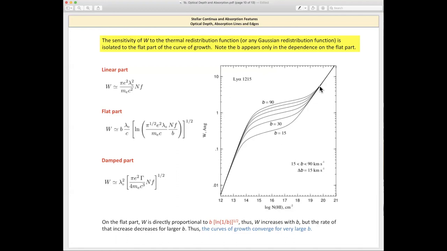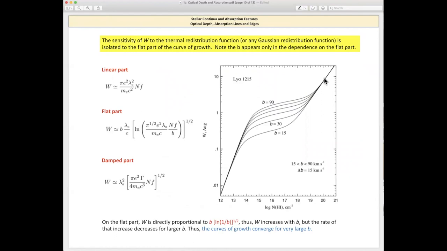And then the last part is the square root part. And here's the functional form. And you can see that there's no B parameter. It doesn't care about the B parameter, just like on the flat part, it doesn't care about the B parameter. But here it goes as the square root of N, thus the square root part of the curve of growth. And that's because of the damping wings. And they converge again and don't care about the B parameter.